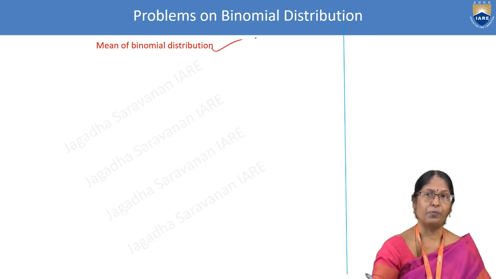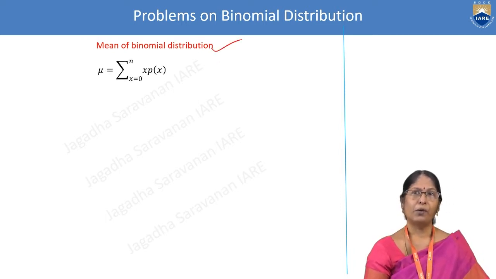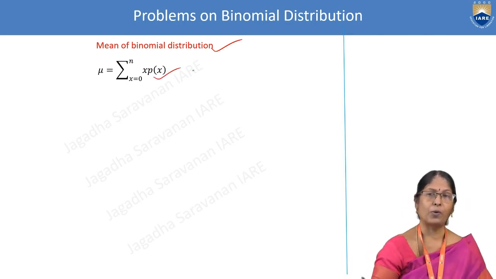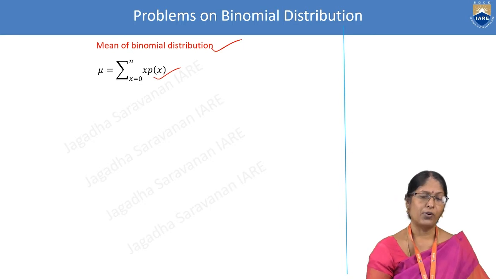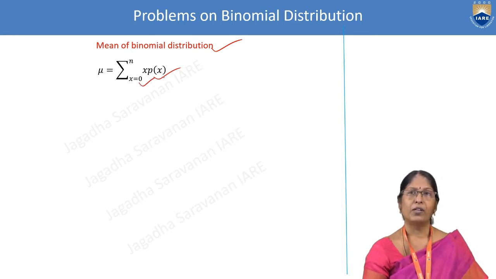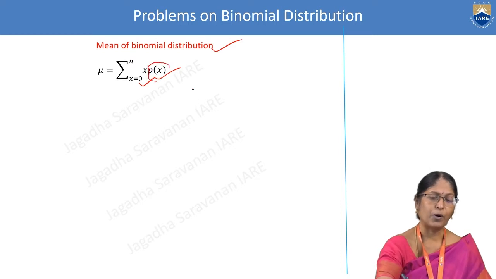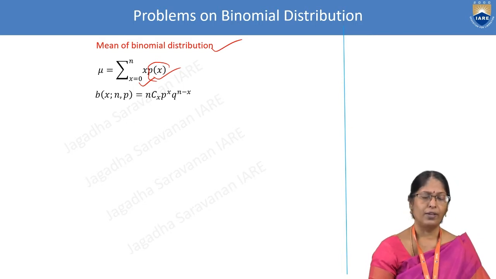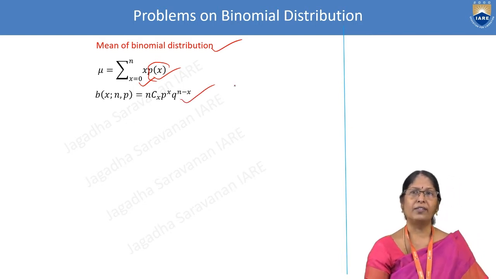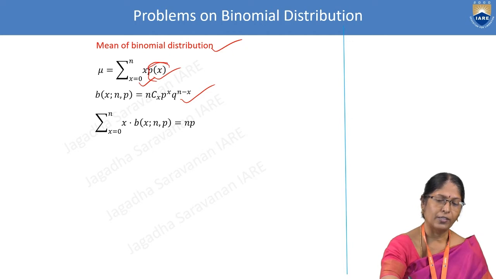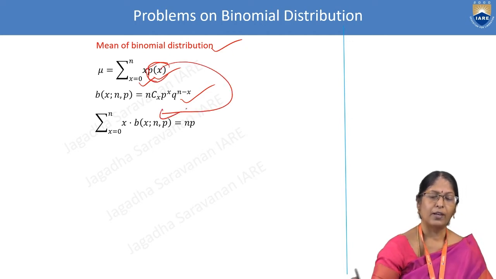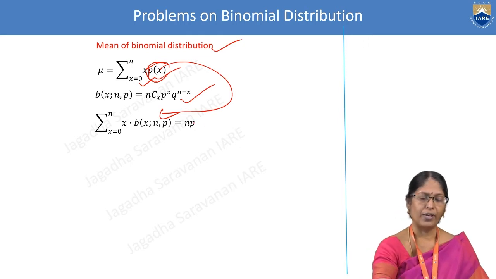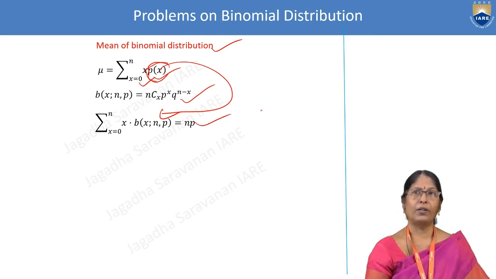Mean of the binomial distribution. This is the general mean formula: summation, x taking the value from 0 to n, x into the probability distribution. Here our distribution is binomial, that is nCx p power x q power n minus x. So we substitute the binomial distribution in place of the probability distribution, and we get np. So the mean of the binomial distribution is n into p.